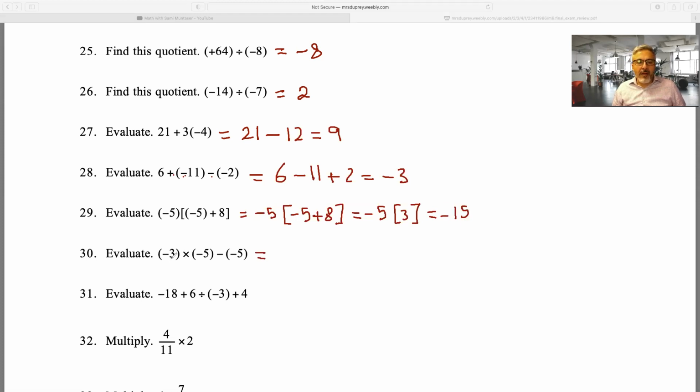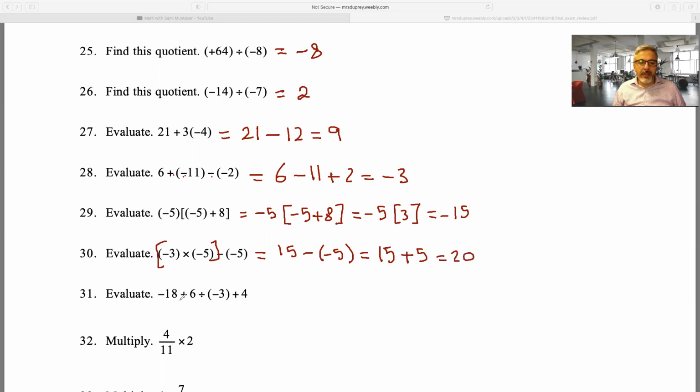Here we have a negative times a negative. This has to be done first before minusing. So -3 times -5, that's simply +15. And then minus -5. The method I like is to change this to 15 plus 5, because whenever you're minusing a negative, that becomes plus. That gives you 20.